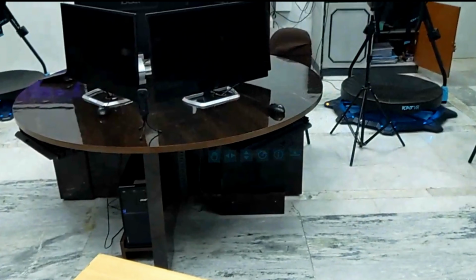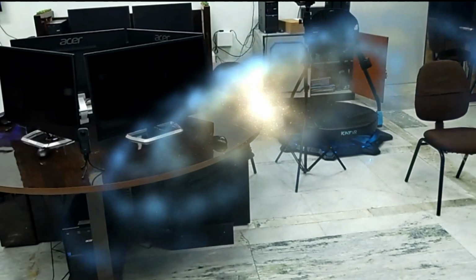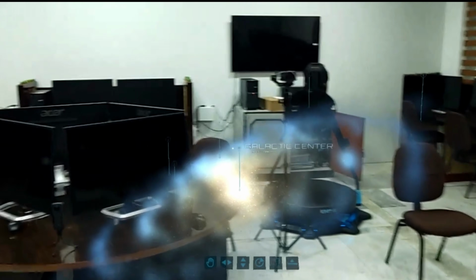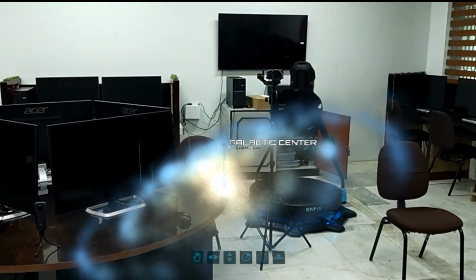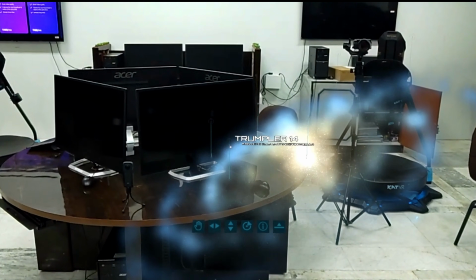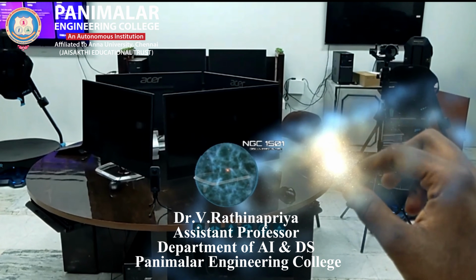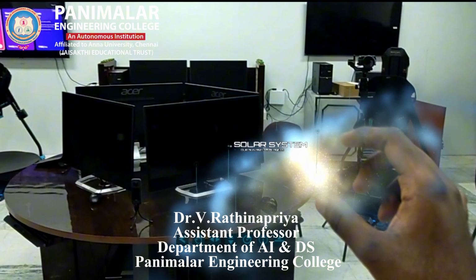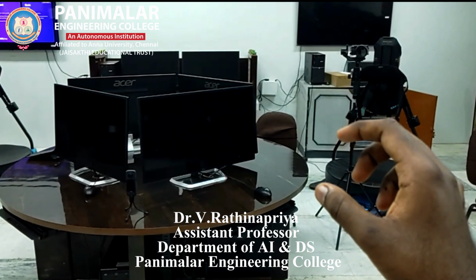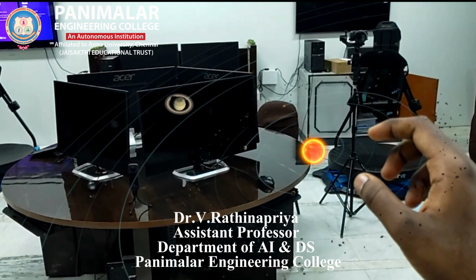Instead of the usual way of studying from the textbook, we have the solar system right in front of us, inside the laboratory. We can walk around the solar system, and the participants are interacting with the objects that are present inside the laboratory.